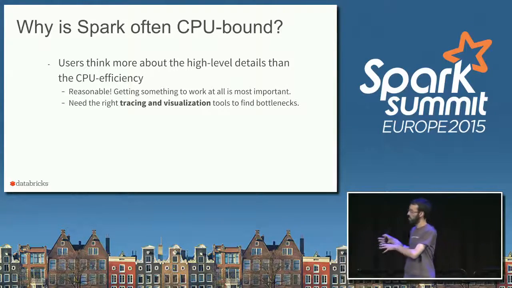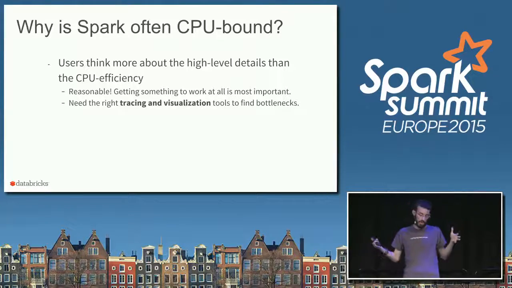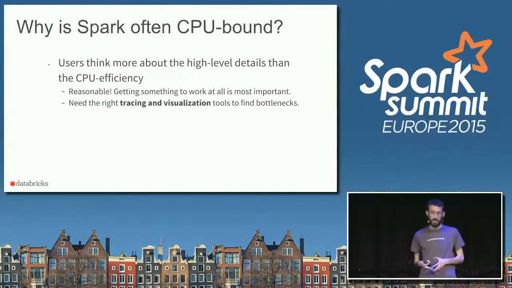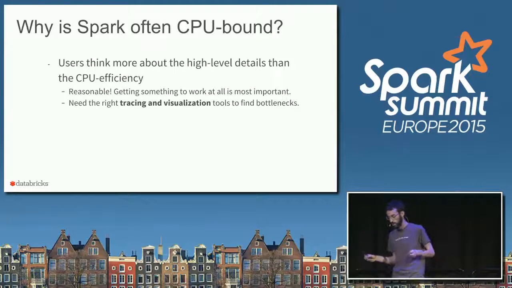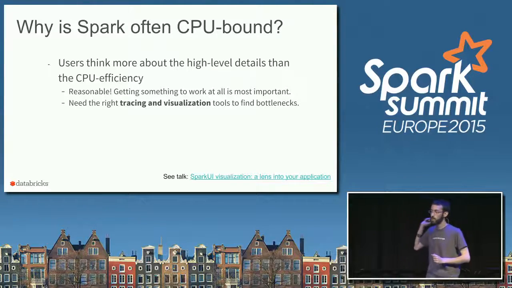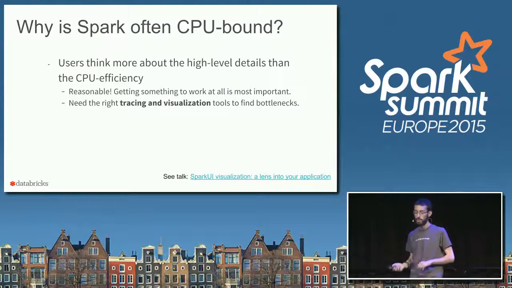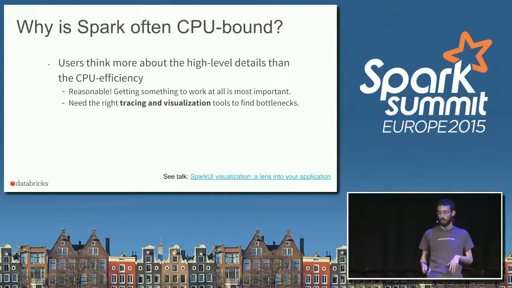So all we need then is tracing and visualization tools to find when efficiency becomes the problem, when performance becomes the problem. We need to be able to identify which part of our computation was the bottleneck. So we find that, oh, this regular expression stage is actually what's slow. This is what I need to make faster. And for this, I'll point you to Andrew's talk tomorrow, which is on Spark UI visualization, a lens into your application, is the name. He goes into detail about the visualization that Spark provides out of the box.